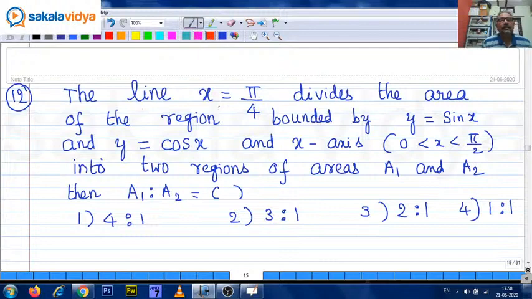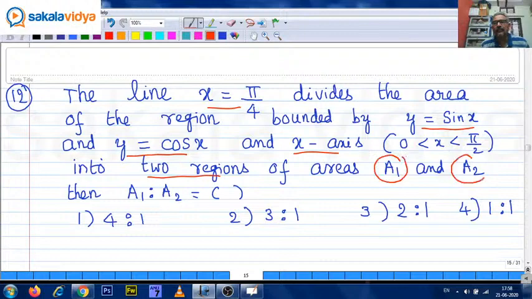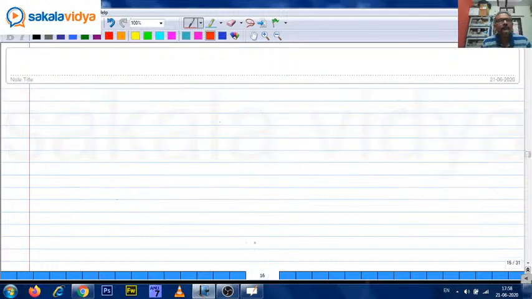The line x is equal to pi by 4 divides the area of the region bounded by y is equal to sin x and y is equal to cos x, both the curves, and x-axis in between the first coordinate 0 to pi by 2 into two regions whose areas are A1 and A2 respectively. Then A1 is to A2 you need to find out. Right. Let us check the 12th solution.